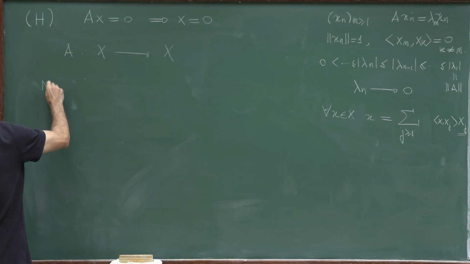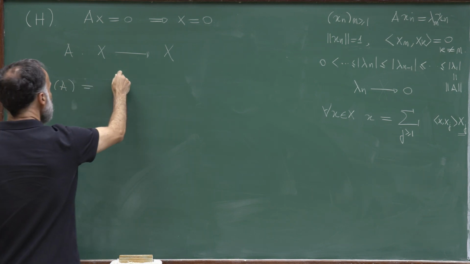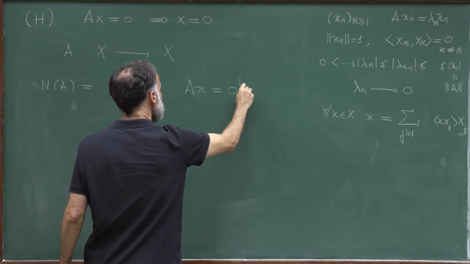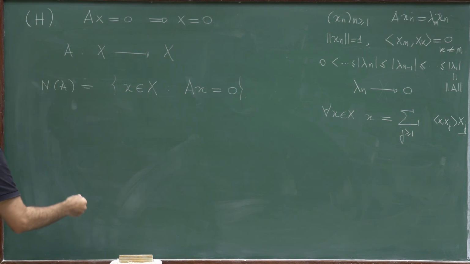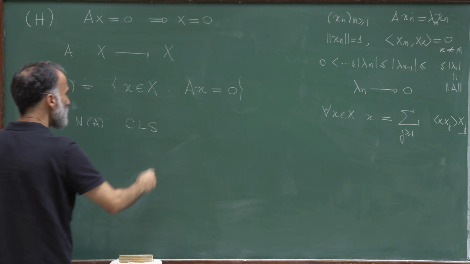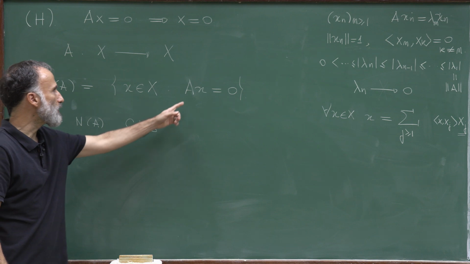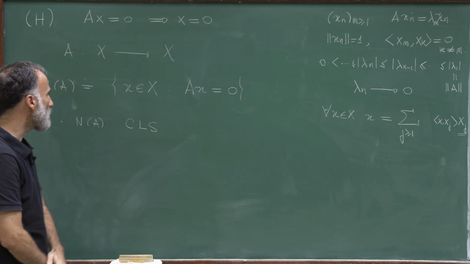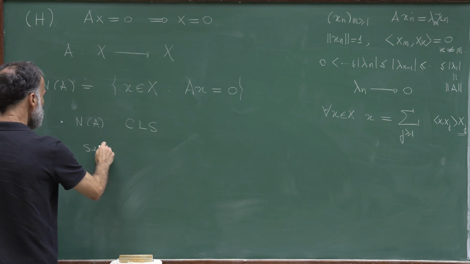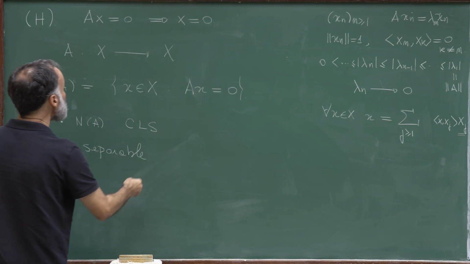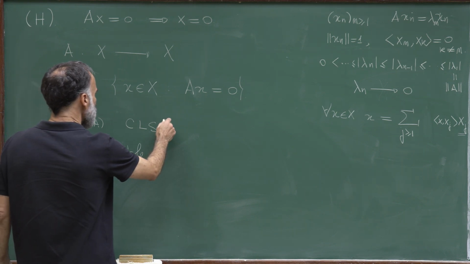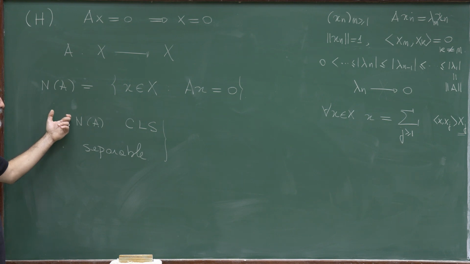Let me represent by N of A the null space of A. So this is all points x in X such that A of x is equal to 0. Well, you can show, of course, that N of A is a closed linear subspace. That it's linear follows from the linearity of A, that it's closed follows from the continuity of A. So it is a closed linear subspace. And it's also separable, because X is separable, and N of A is a linear subspace of X. So we have here N of A, which is a Hilbert space, which is separable.